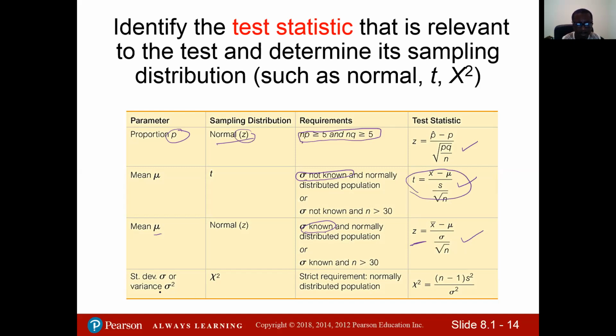Now, for a test about the standard deviation, we call it what? Chi-square, like that. But we will not consider this part. We will only concentrate in this class on either proportions or the mean. Okay.